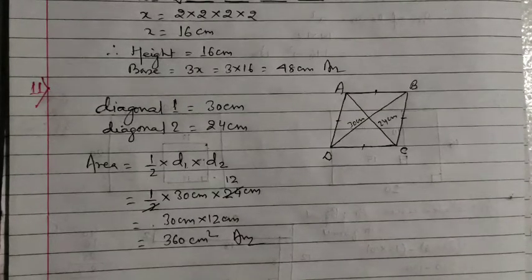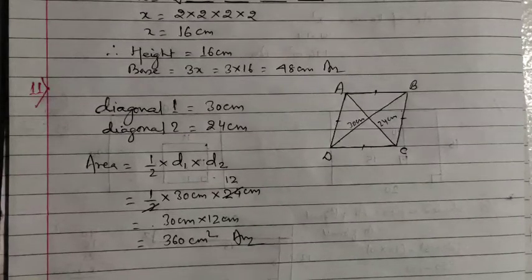Now next we are going to solve question number 15. Questions 12, 13, 14 you have to solve on your own. Now we are going to solve question number 15. Question number 15 is saying the area of rhombus is 84 centimeter square. Here area of rhombus is given.